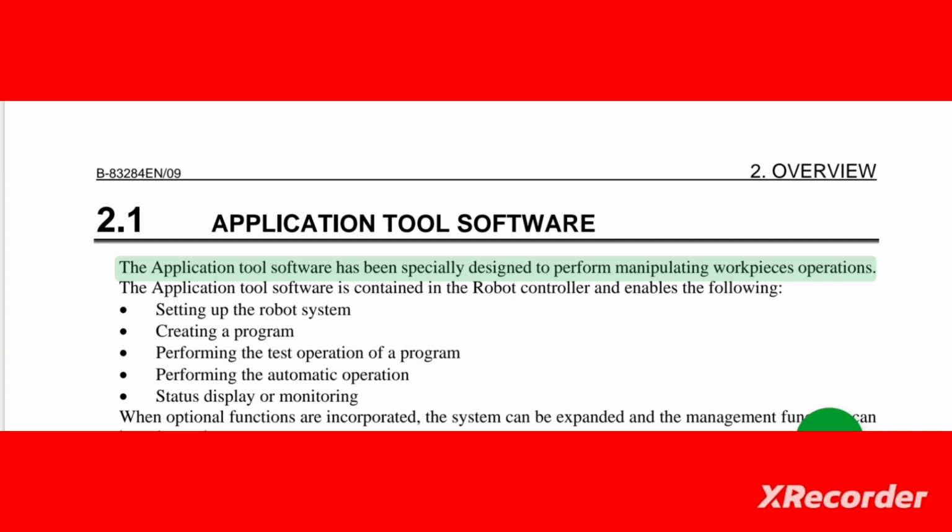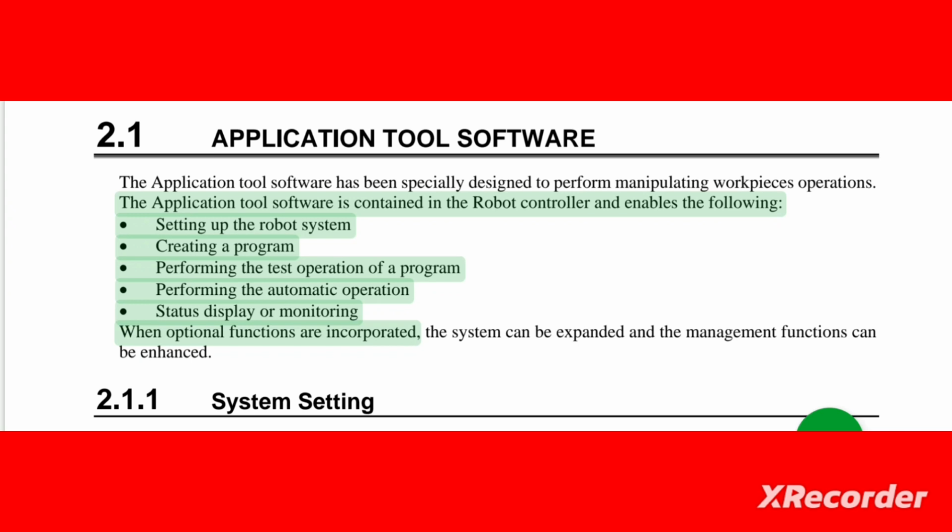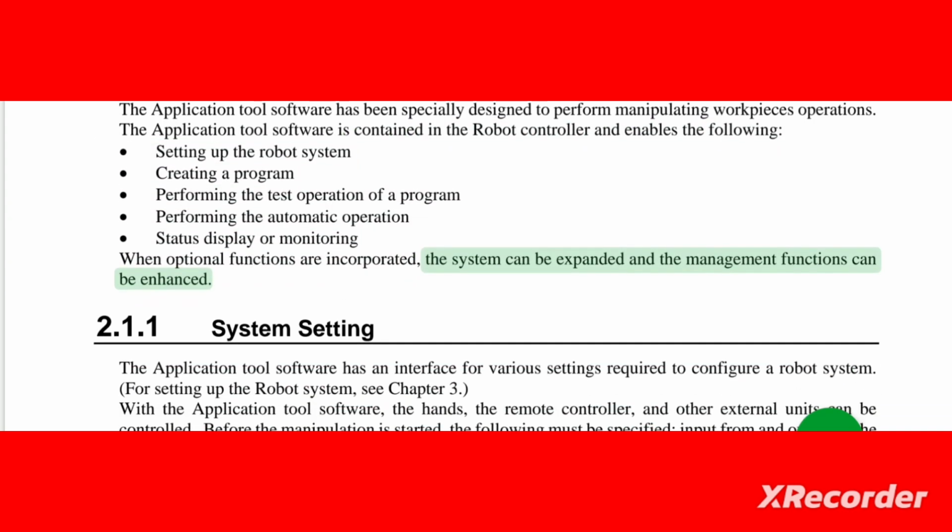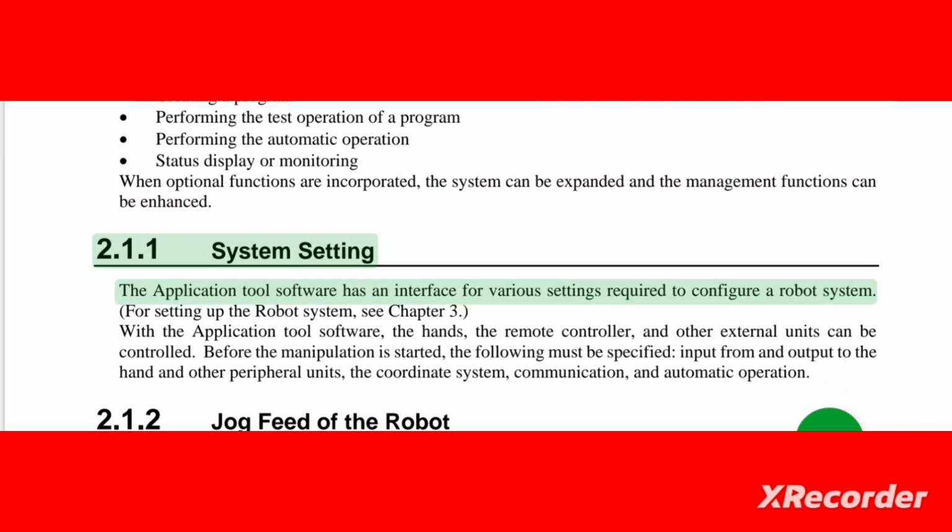The application tool software has been specially designed to perform workpiece manipulation operations. The application tool software is contained in the robot controller and enables the following: setting up the robot system, creating a program, performing the test operation of a program, performing the automatic operation, and status display or monitoring when optional functions are incorporated. The system can be expanded and the management functions can be enhanced.